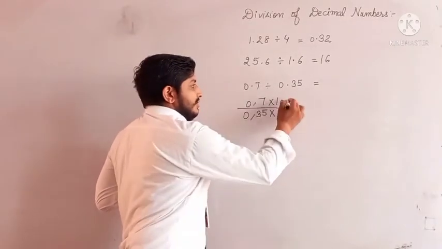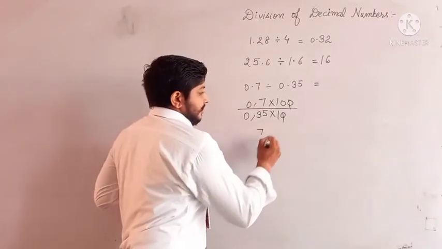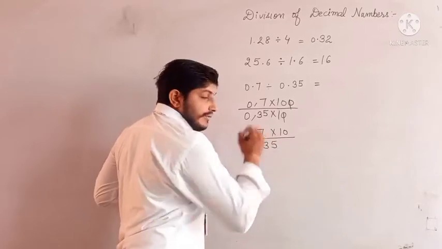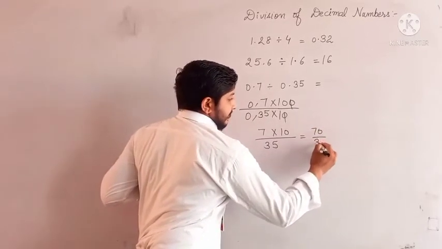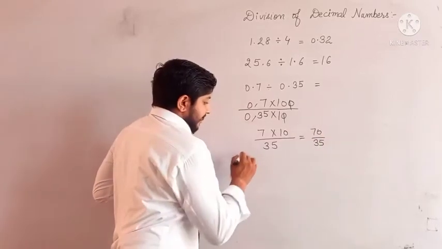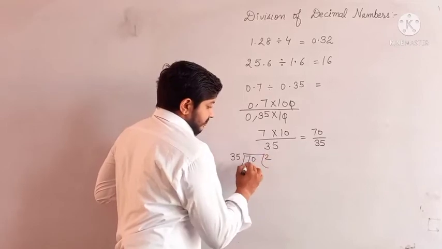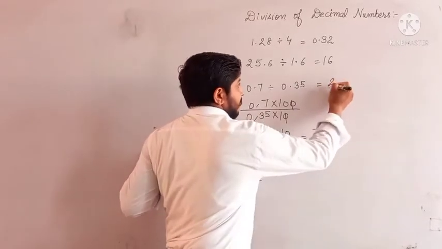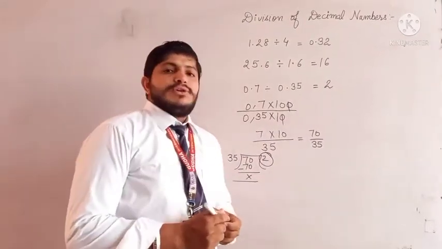Okay. Then 0 cancels by 0. Then what is in the numerator? 7 into 10, and in the denominator 35. 7 tens are 70, divided by 35. Divide 70 by 35. 35 twos are 70. So what answer comes from here? 2. Okay, I hope you understand well the division of decimal numbers.